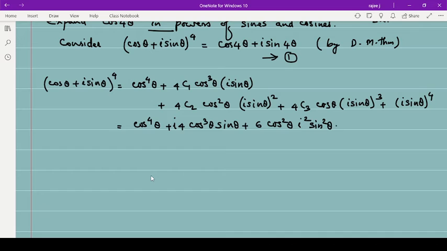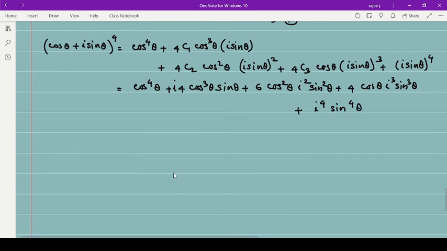Now plus 4C3. As we learned, 4C3 is equal to 4C(4 minus 3), which is 4C1, and that is 4. So that is 4 cos theta i cube sin cube theta, plus i raised to 4 sin raised to 4 theta.